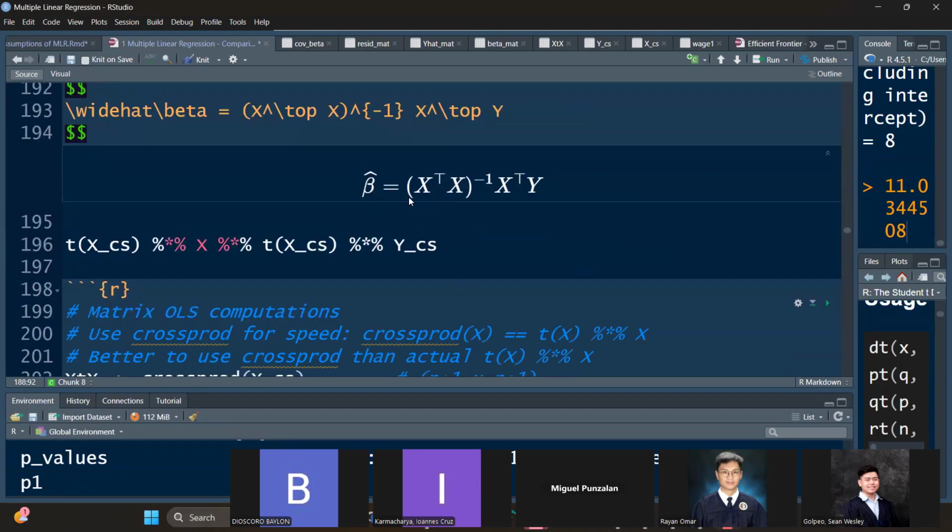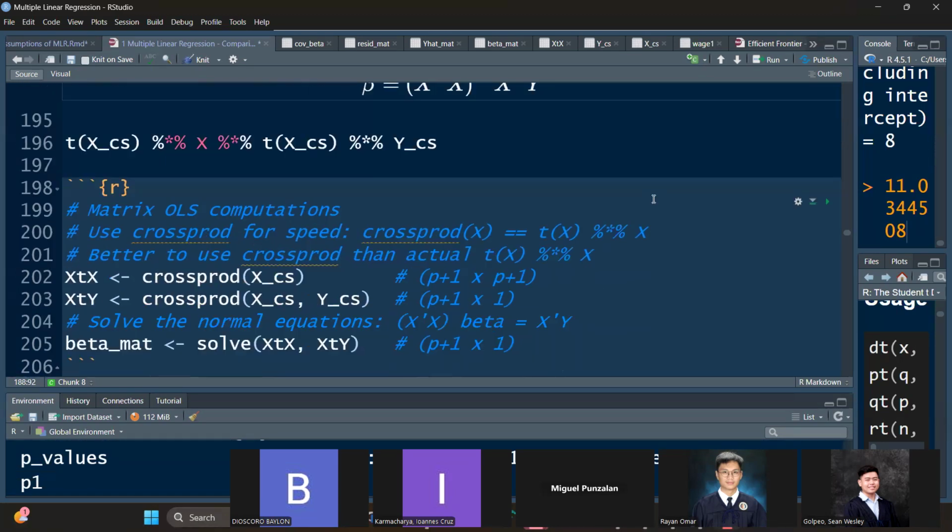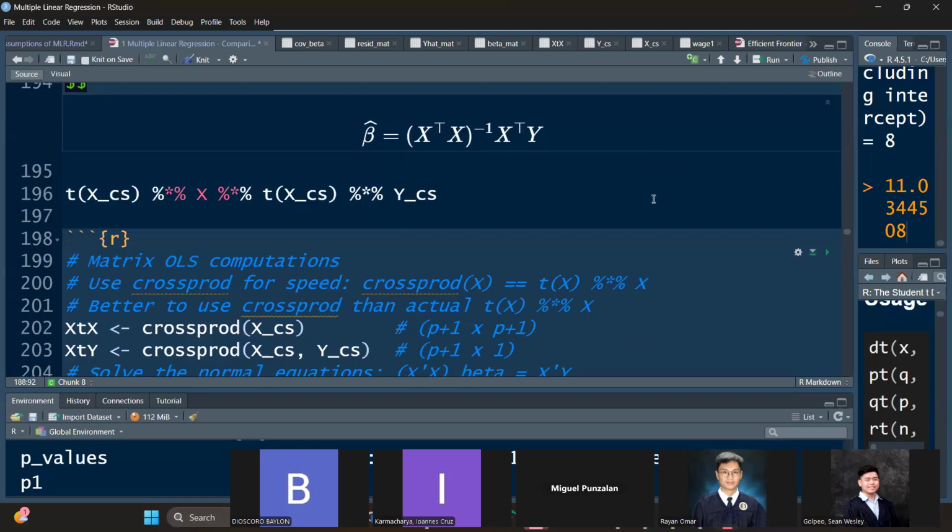Remember again, this is what we want to do. So how do we compute for this one, class? The first item here, X transpose times X, and this one, X transpose times Y. These are actually cross products. So there are 2 ways to do this. First is by the long cut: X transpose. This is X. How do you get the X transpose, class? The transpose of XCS. And then percent-times-percent means you multiply it with this one. So this one, class.